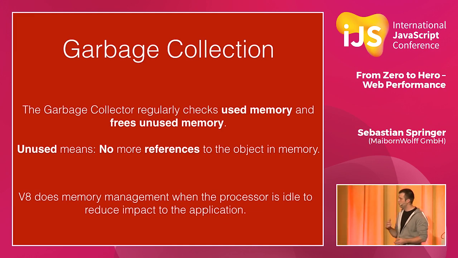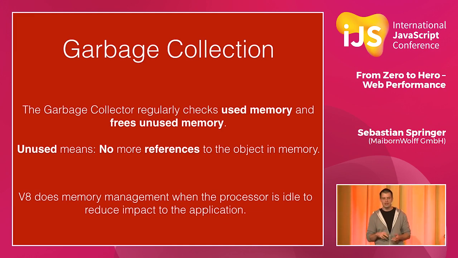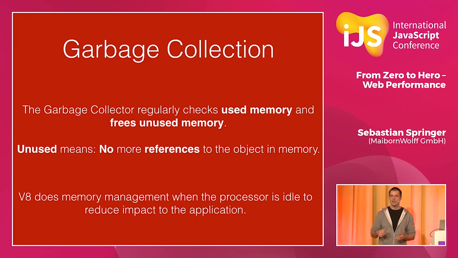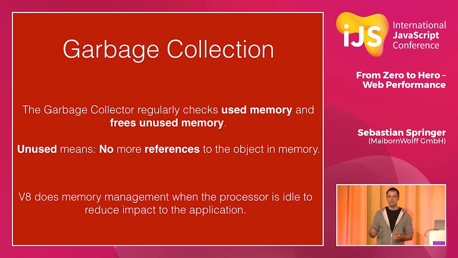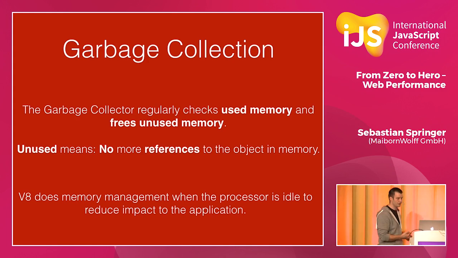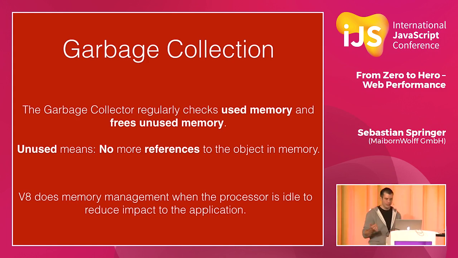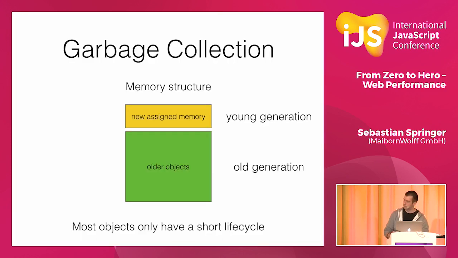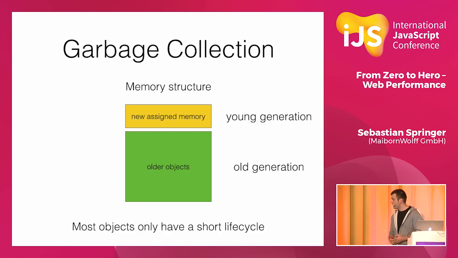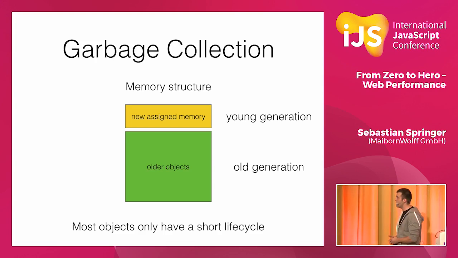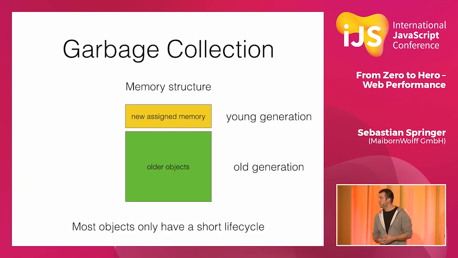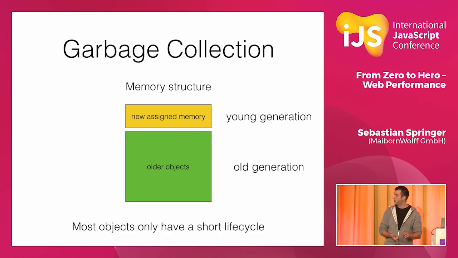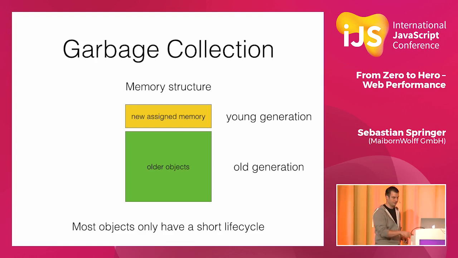What's also good is that the V8 engine puts the memory management in the idle time of your processor and does not block any CPU resources which are needed for processing JavaScript. So that's a further optimization which ensures, for example, fluid animations. So basically your memory is divided into two sections, a young generation and an old generation section.